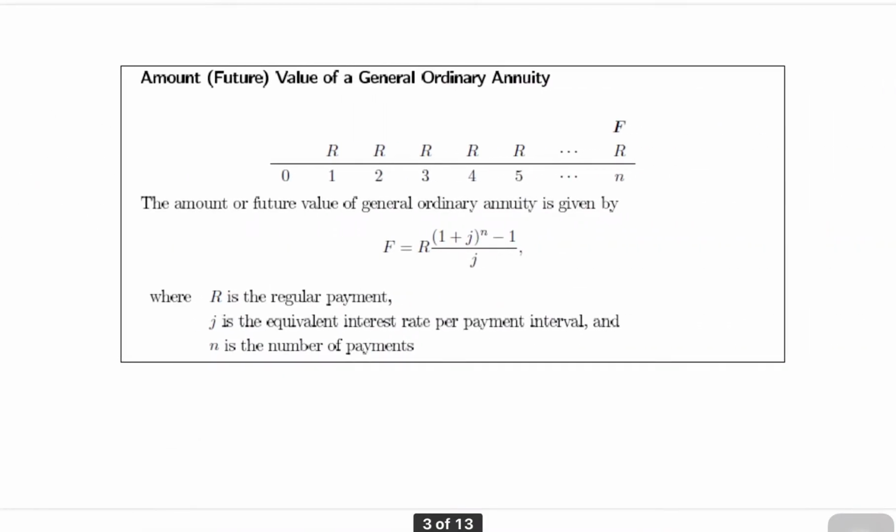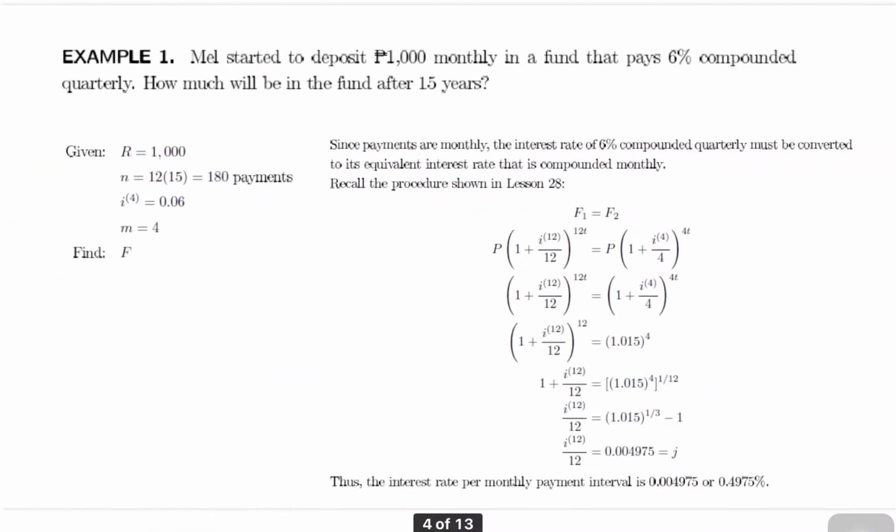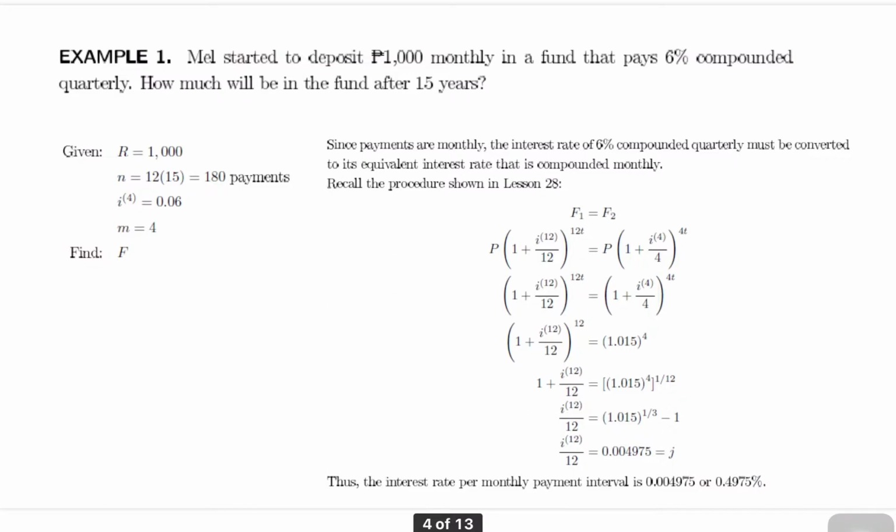For example, we have this cash flow. n is the number of terms or periods, or payments. R is still our regular payment or the fixed amount. The future value is computed with this equation, so we'll just use that one. All we need to do is understand the problem, find the unknown, find the knowns, and compute for the unknowns.